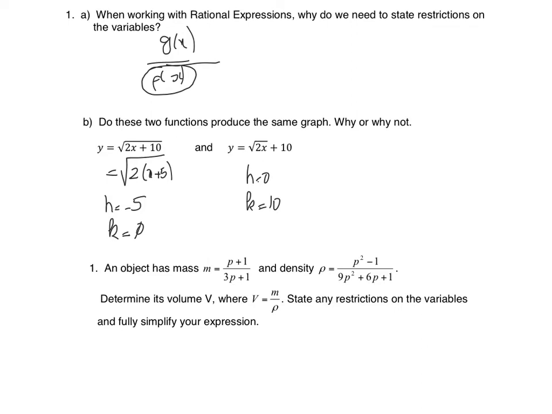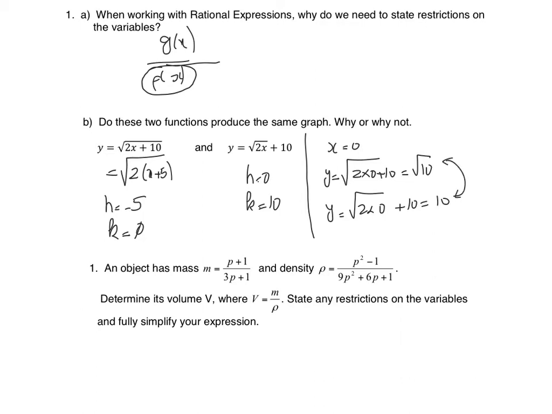Another way of explaining why these two do not produce the same graph is just to pick a value, let's say x equal to 0. If they produce the same graph, their y values have to be the same. For the first equation, y becomes the square root of 2 times 0 plus 10, which is the square root of 10. The second graph gives us y equal to the square root of 2 times 0, plus 10, which is 10. And you can see that the y values are not the same. So they do not produce the same graph.